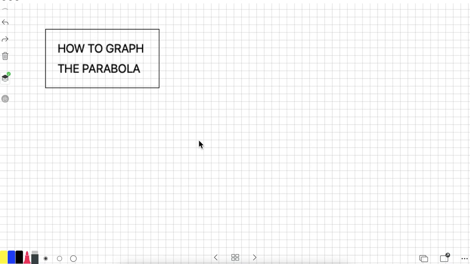Learning about how to graph the parabola here, and this is the equation given: y equals negative x squared plus 6x. Now how can we graph the parabola with this given equation? First of all, that's not a vertex form.